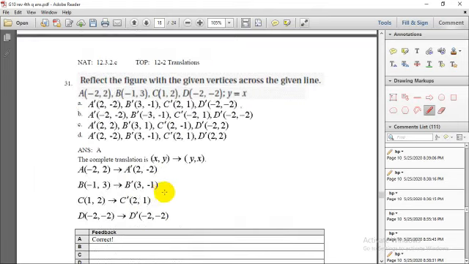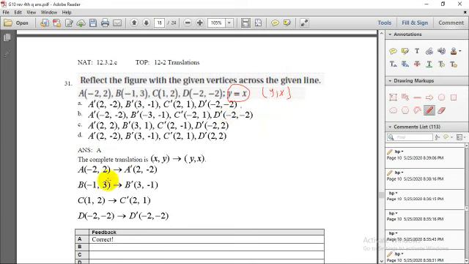Very good. Let's complete. Reflect the figure. Of course, you can reflect it. Here, it's y equals x. Do you remember the rule of this? y equals x. That means my reflection will be y, comma, x. We are going to change the point.